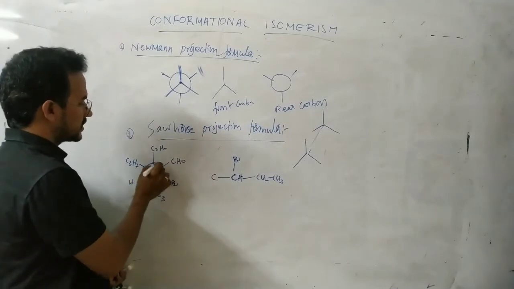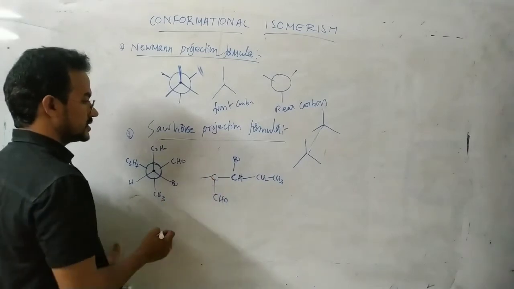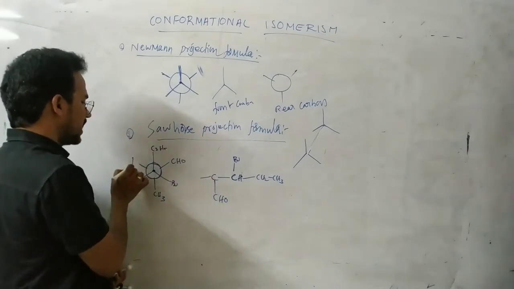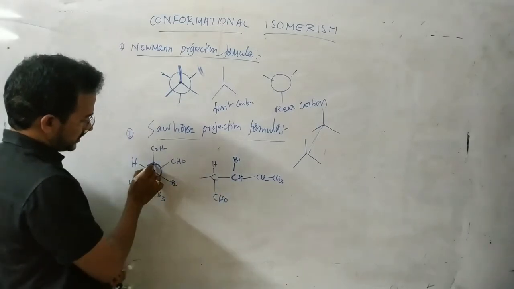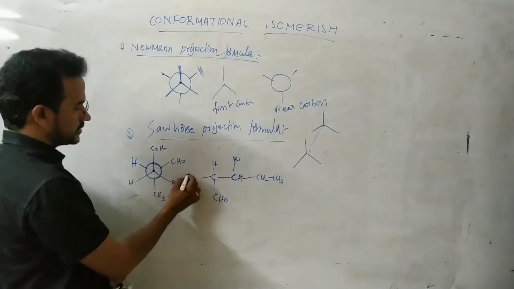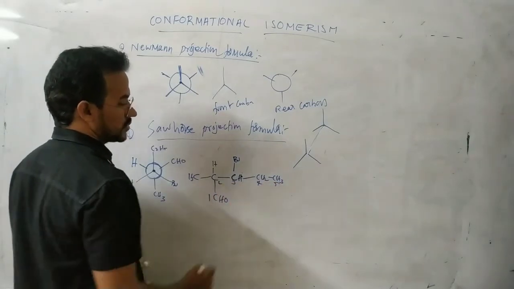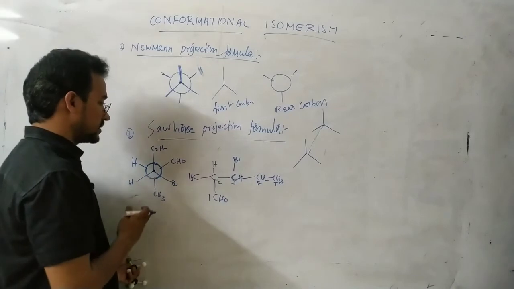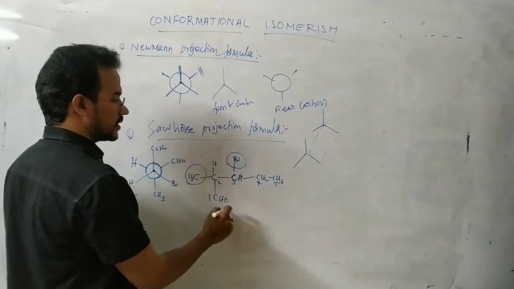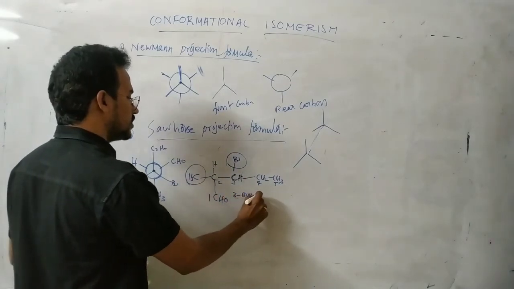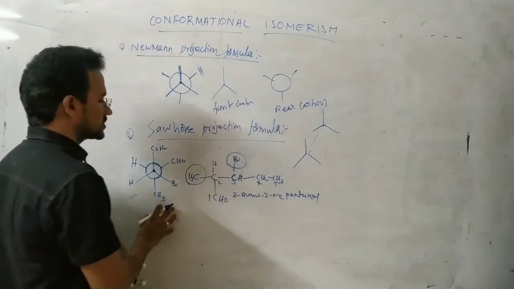Now this rear carbon is attached to the CHO, and next you see this one. So here I am simply writing hydrogen. Here this is the hydrogen, and this one, you see here CHO, hydrogen and methyl. That means first carbon, second carbon, third carbon, fourth carbon, fifth carbon. So if the question is, what is the IUPAC name of this compound? 3-bromo 2-methyl pentanal. That is the IUPAC name of this compound.